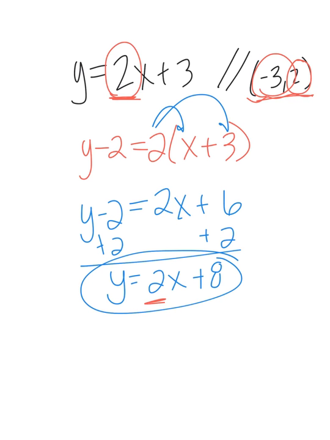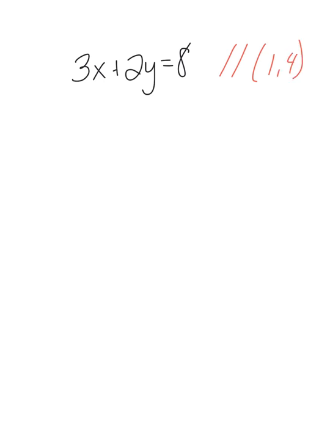Let's take a look at another example. Assume that the equation is in standard form. Let's say 3x plus 2y equals 8. And we want a line that is parallel but contains the point, let's say 1, 4.